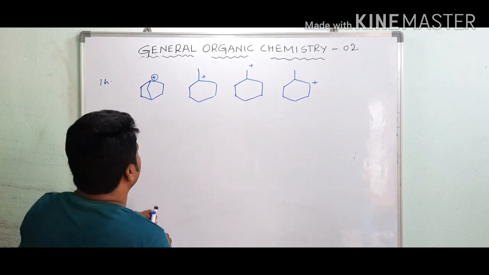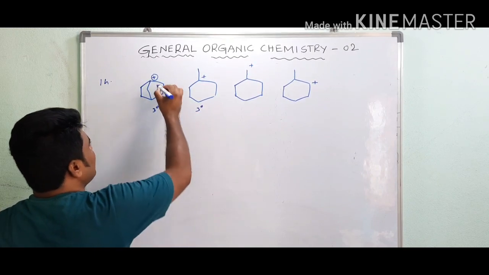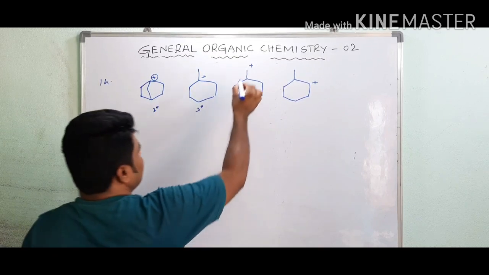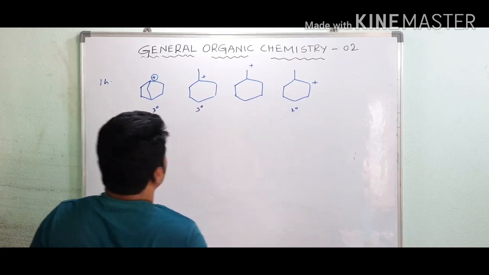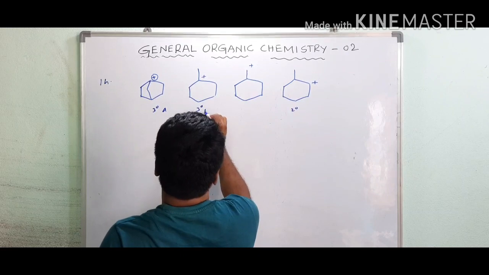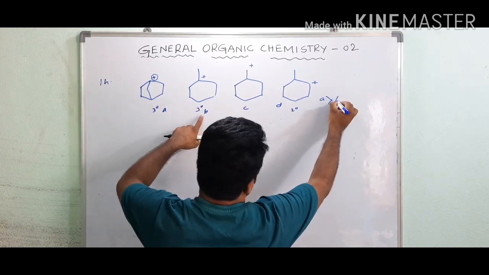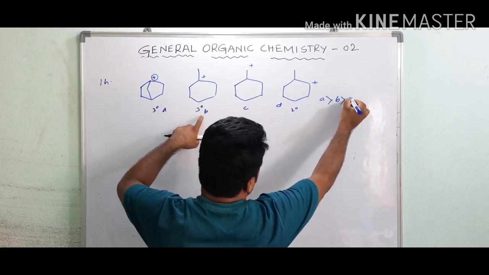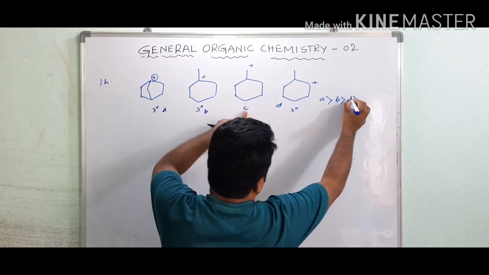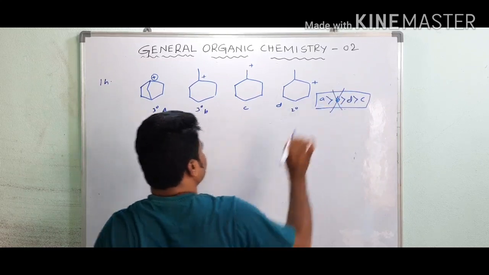Here if you see the inductive effect, this is a tertiary, this is also tertiary, and here this is a methyl group, this is an ethyl group, then primary and secondary. So according to inductive effect, you will expect A, B, C, D. So A is greater than B. Then after that, this is a secondary, C will come, then primary, D, then primary is C. So we will expect this answer, but this is wrong.